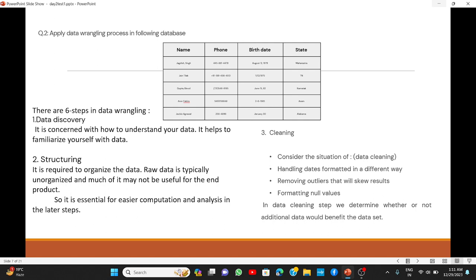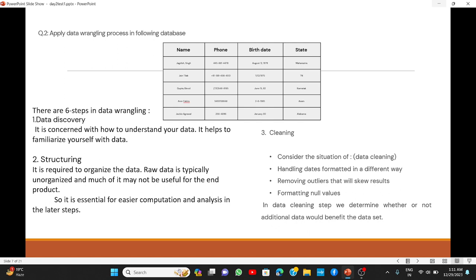Table is given. There are six steps in data wrangling. First, data discovery. It is concerned with how to understand your data. It helps to familiarize yourself with data. Second, structuring. It is required to organize the data. Raw data is typically unorganized and much of it may not be useful for the end product. So it is essential for easier computation and analysis in later steps.